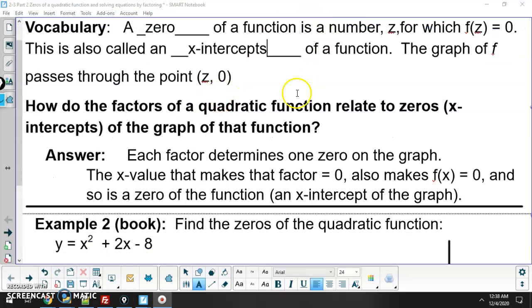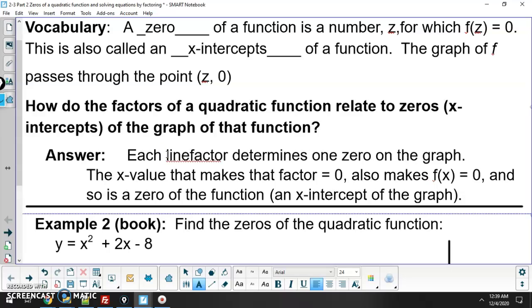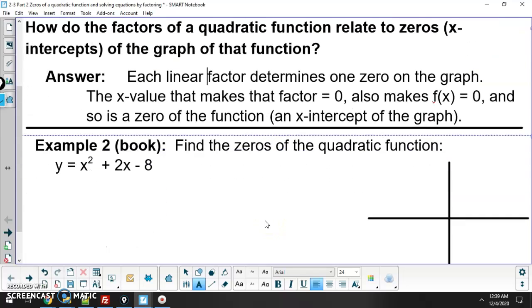Now let's say we factored our function. If we factor our function, how does that relate to the x-intercepts or zeros of the graph? Well, it's a pretty simple answer. Each linear factor that you get will determine 1 zero. If you have a quadratic factor, it would actually determine more than 1 zero potentially. The x value that makes that factor equal to 0 also makes the whole function equal to 0, and so is a zero or x-intercept of the graph.